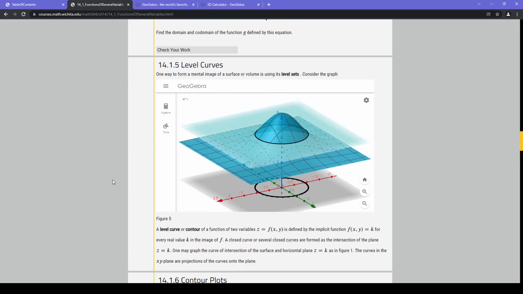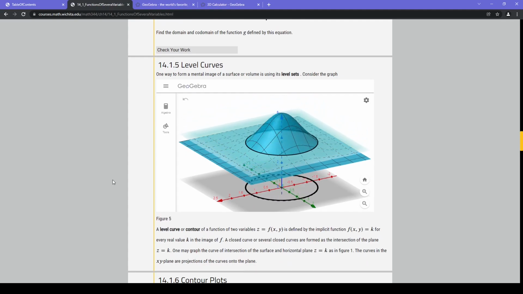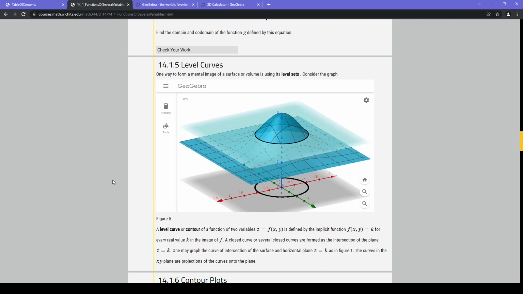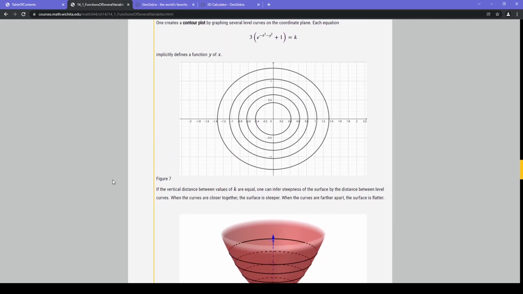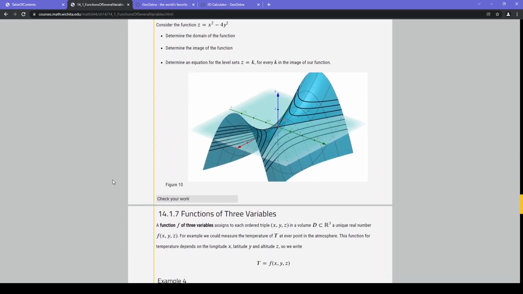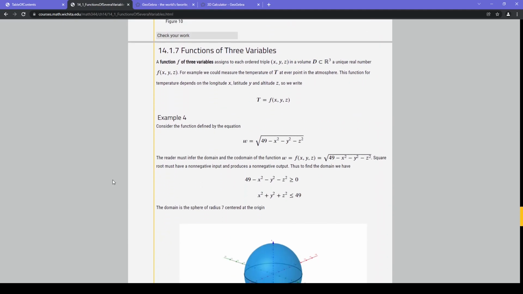Here's a more stark visual representation of the idea of level sets we were discussing earlier. And then of course the contour plots. There's plenty of pretty versions of this.